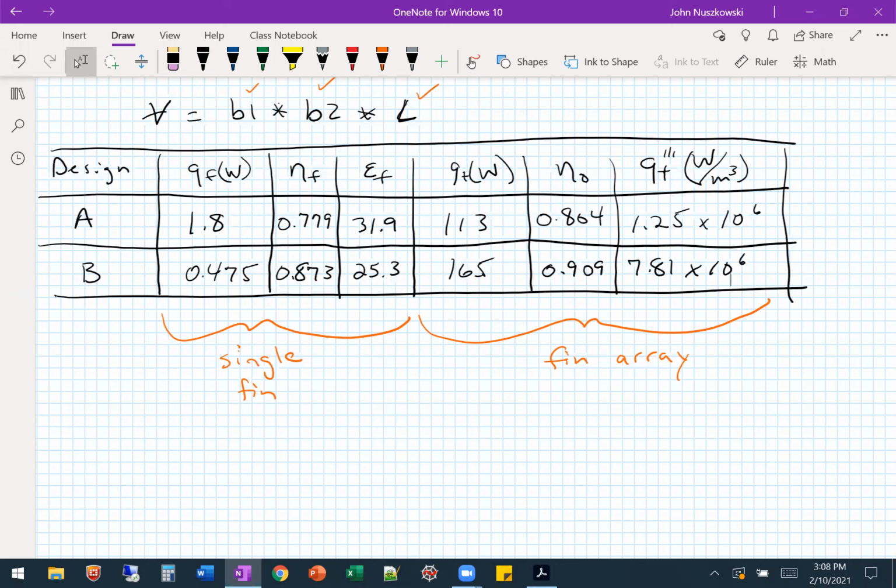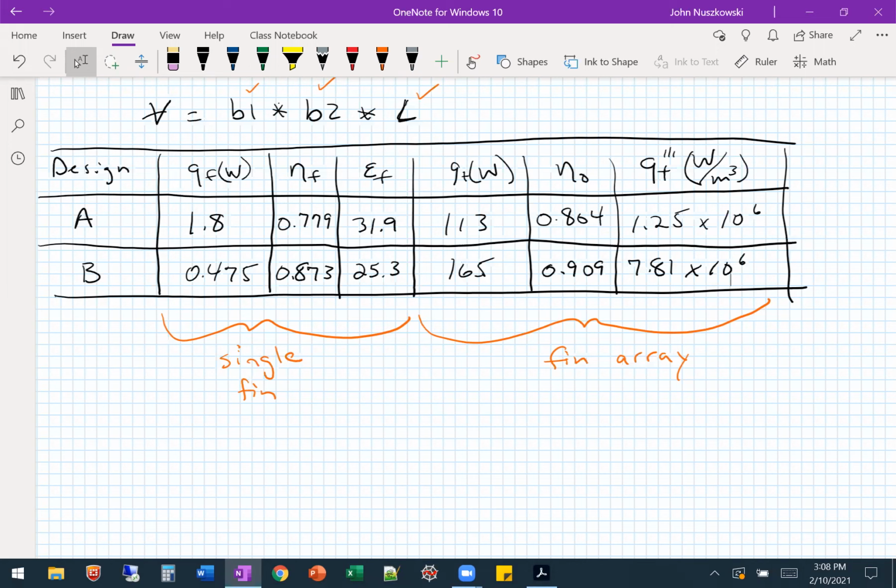Yeah, so when you look at a single fin and compare them, there's more surface area in A, but if you look at the total fin array, you're going to have more surface area overall in B when you count all the extra fins. So that's what ends up helping. The other thing that helps is that the convection coefficient was different.